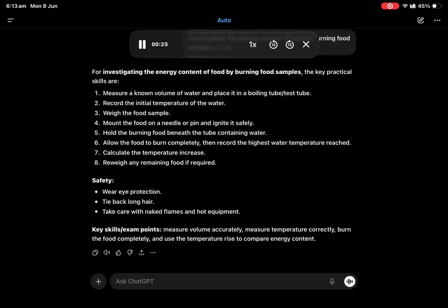6. Allow the food to burn completely, then record the highest water temperature reached. 7. Calculate the temperature increase. 8. Reweigh any remaining food if required. Safety. Wear eye protection. Tie back long hair. Take care with naked flames and hot equipment. Key skills exam points: measure volume accurately, measure temperature correctly, burn the food completely, and use the temperature rise to compare energy content.